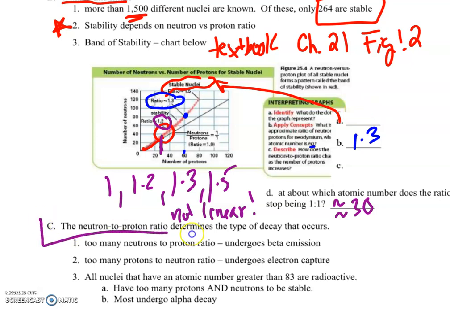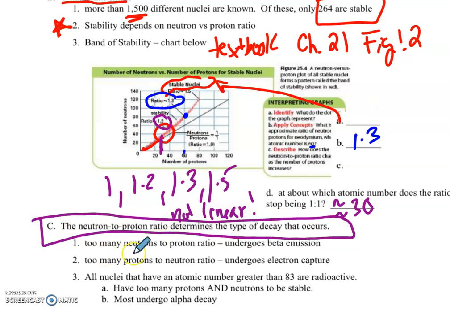The neutron to proton ratio determines the type of decay that occurs. Too many neutrons? That means there will be beta emission. Too many protons? There'll be electron capture, where it adds an electron to a proton to create a neutron. So we have an electron, we put it with a proton, and we end up with more neutrons.